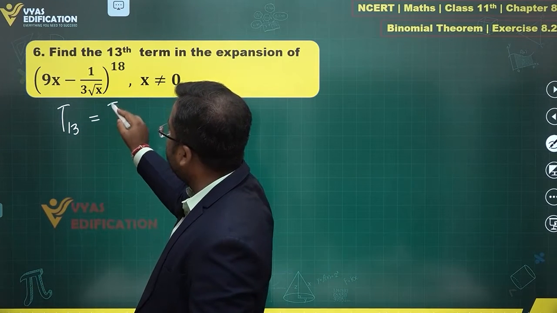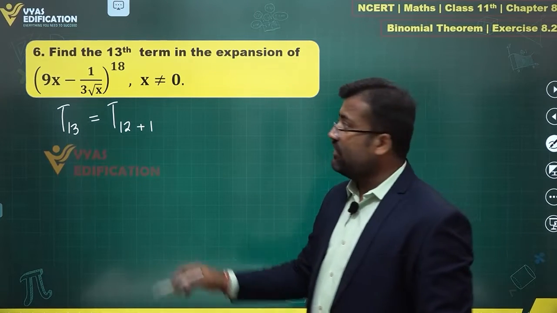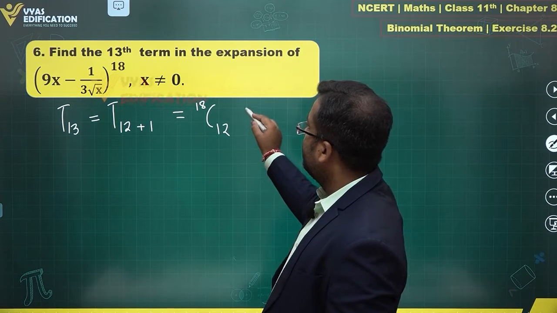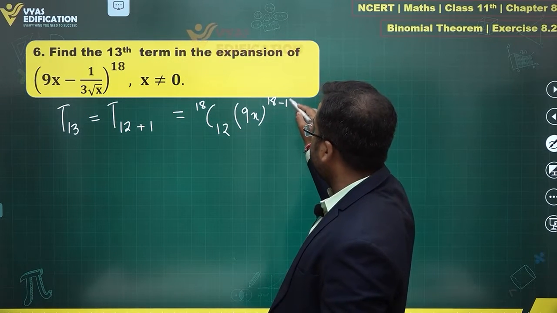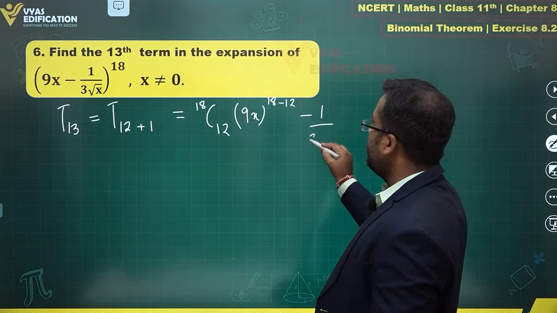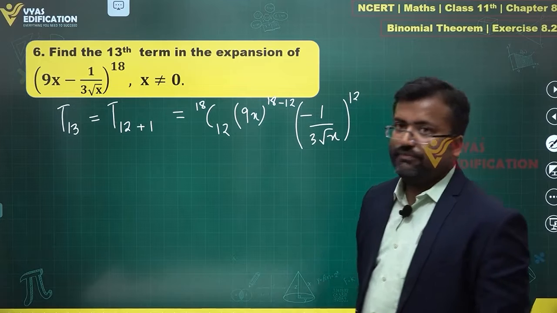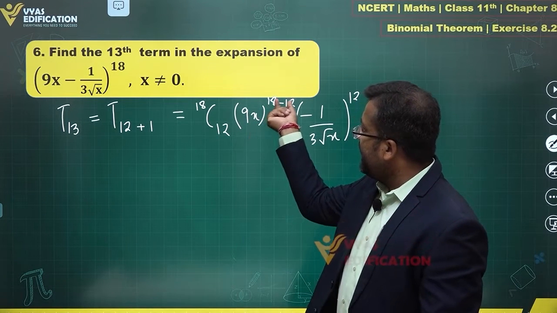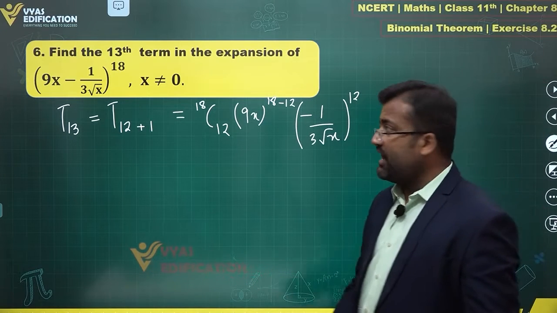T13 will actually be T12+1, right? This will be T12+1, which is 18C12 (9x)^(18−12), the difference of these two, that is 18 minus 12, and the second term of the binomial is (−1/(3√x))^12. This is what you have. nCr, first term power n minus r, second term power r. That's what you have, right? That's the general term for this expansion.